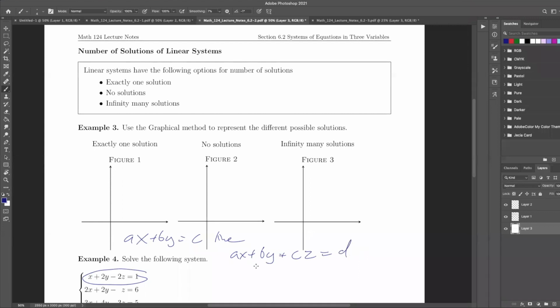Does anyone know what this is? They can put it in chat if they do. It's okay if you don't. I'm just curious if anyone does. What's ax plus by plus cz? Or another case, this maps what? Does anyone know what this maps? I don't know. Okay.